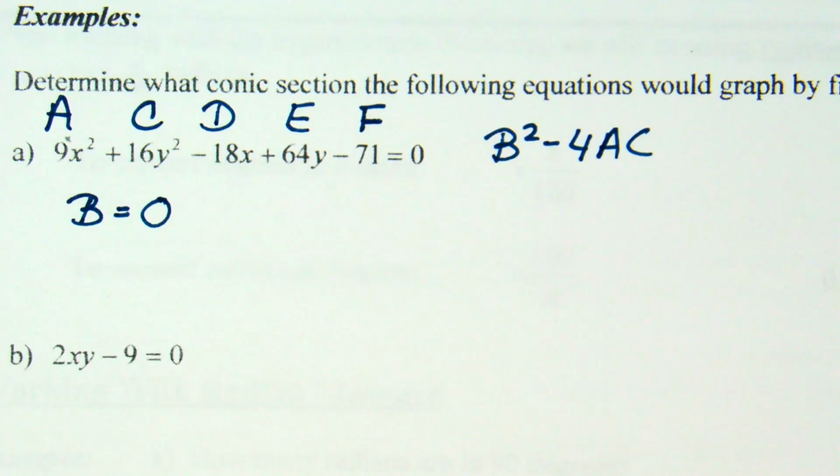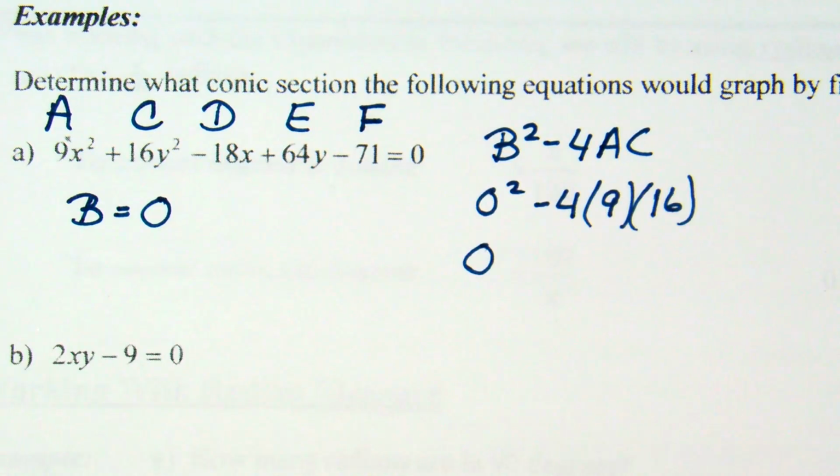So this is 0 minus something. I have written down 576. 0 minus 576 is negative 576. And what do you know about that? It is smaller than 0. It is less than 0. What does my discriminant test tell me if the discriminant is less than 0? This is an ellipse.